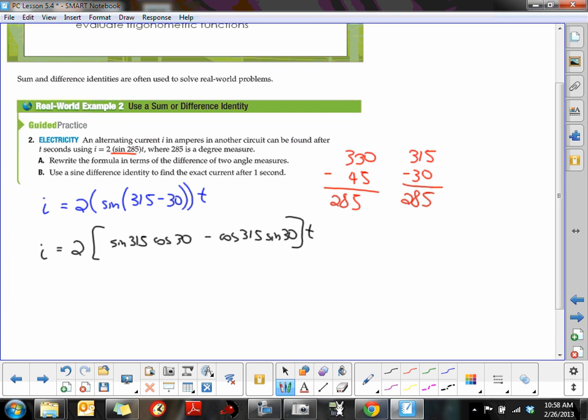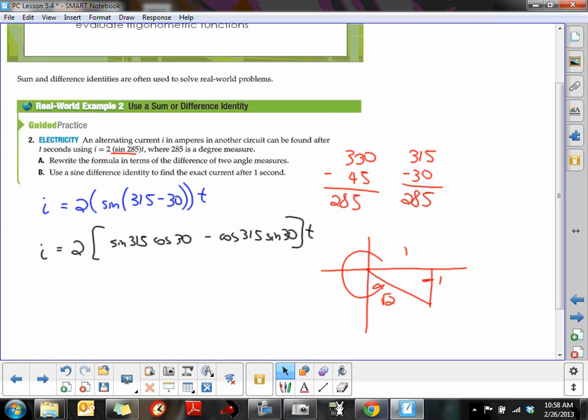Now, a 315-degree angle is going to be a 45-degree reference angle in the fourth quadrant. So it's square root of 2 over 2. The only thing we have to be careful with is our signs on our trig functions, because we're now in the fourth quadrant. So the sine of 315, which is a fourth quadrant angle, would be a negative square root of 2 over 2. Put in the rest as 2 times that. Then the cosine of a 30, well, that's a first quadrant angle, a 1, 2, square root of 3 triangle. So the cosine is the square root of 3 over 2.